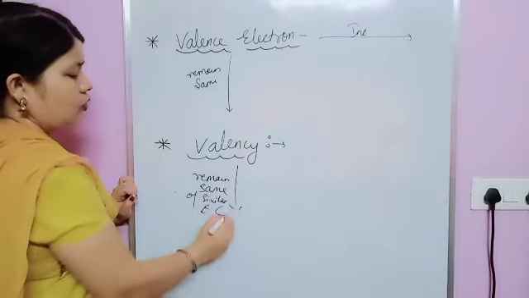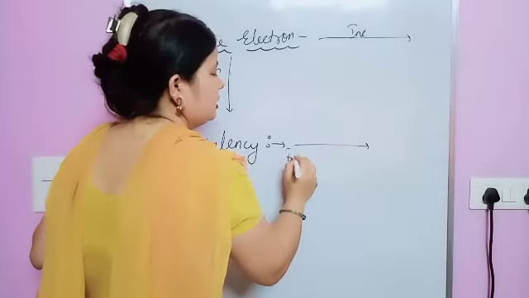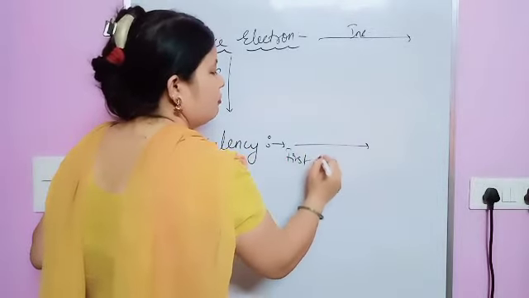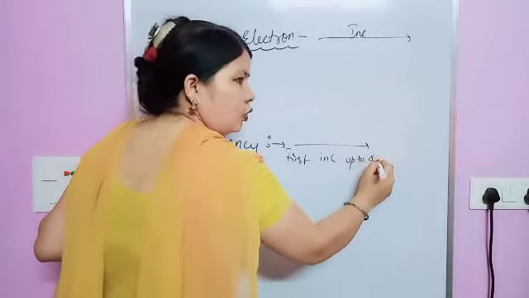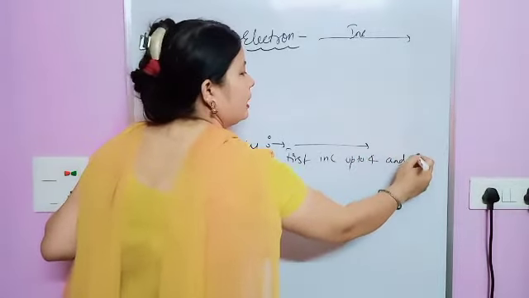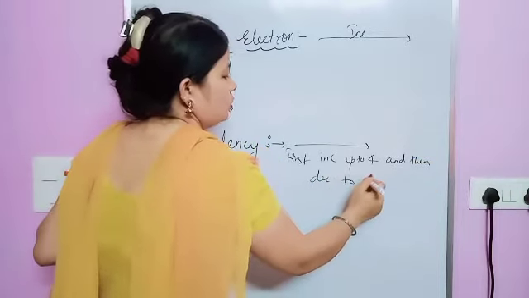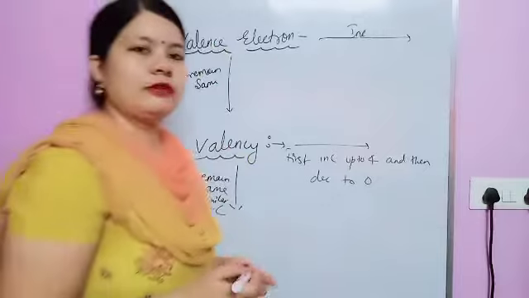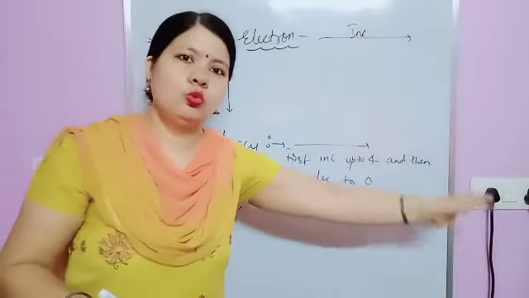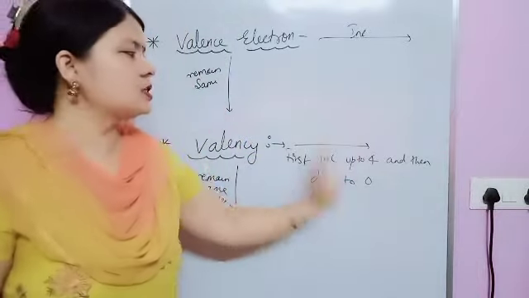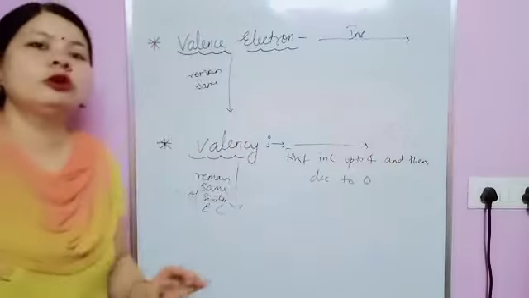Reason: similar electronic configuration. And across the period, first it increases up to 4 and then decreases to 0. I think you know that, पहले बढ़ रही है 1, 2, 3, 4 and after that 3, 2, 1 and 0. So first it increases up to 4 and after that it decreases. This is regarding your valency.